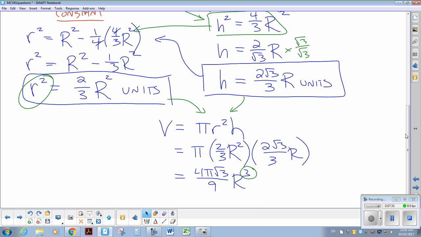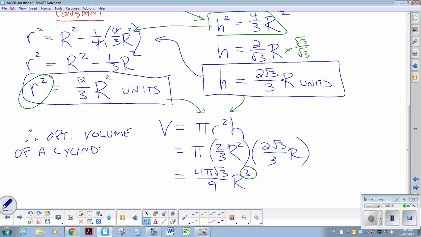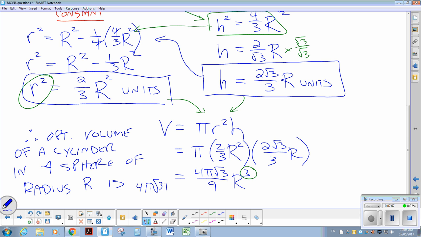All right, so therefore, the optimal volume of a cylinder in a sphere of radius R is 4 pi √3 R cubed over 9.